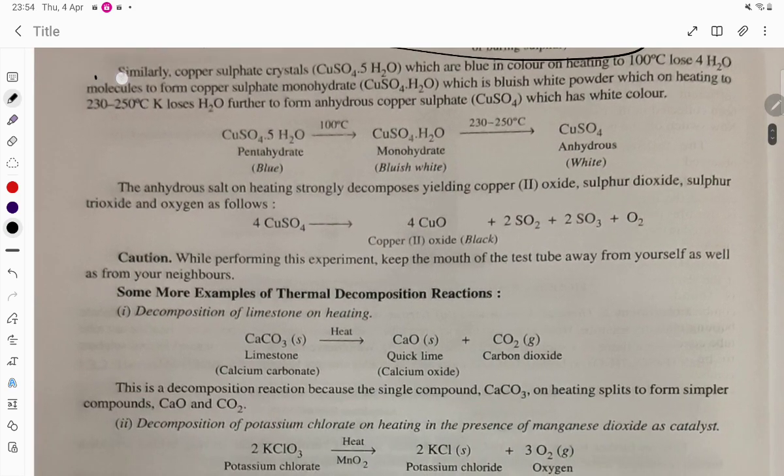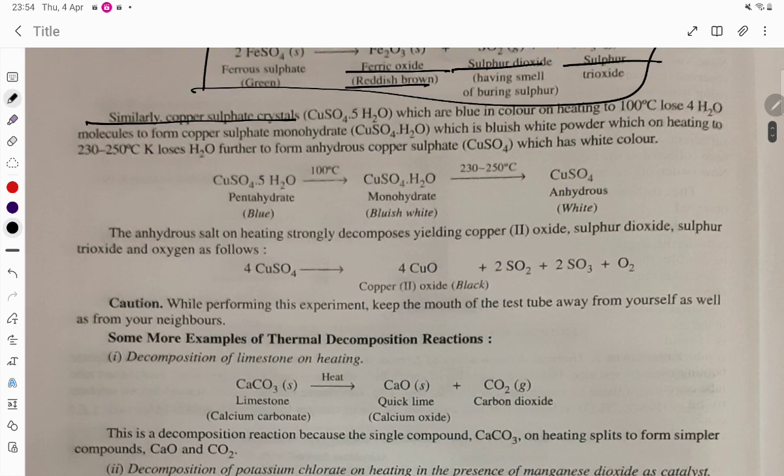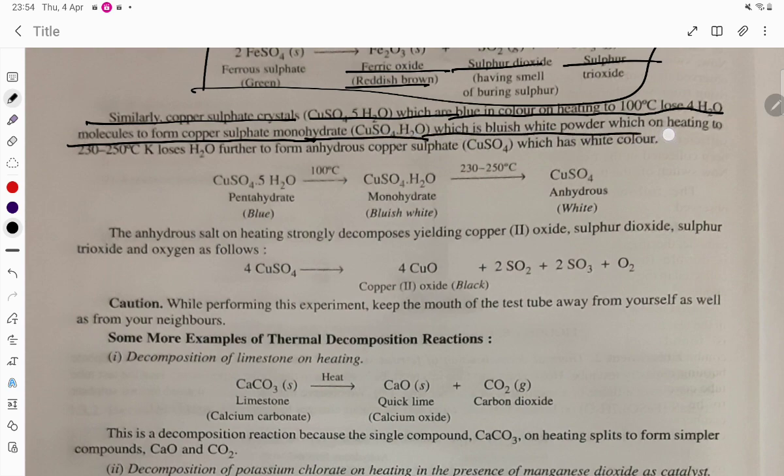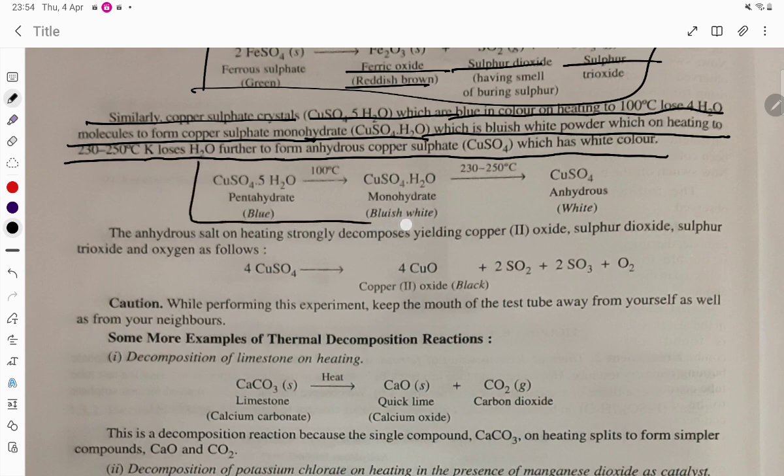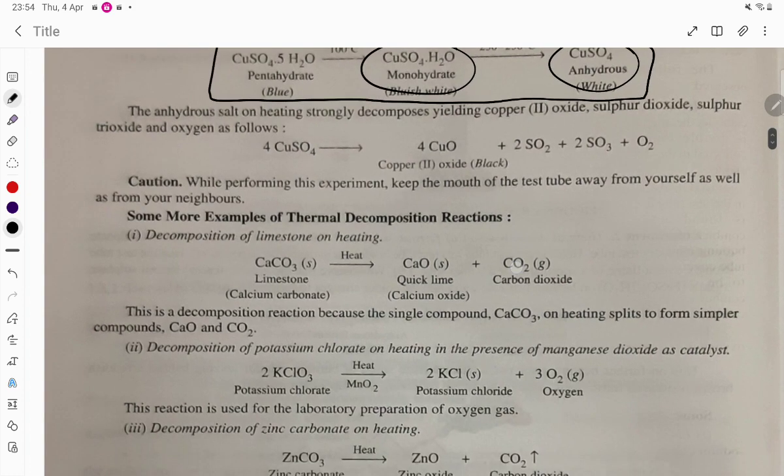Okay, similarly copper sulfate crystal CuSO4.5H2O, which is blue in color, on heating at 100 degrees Celsius loses 4 water molecules to form copper sulfate monohydrate, which is a bluish white powder, which on heating to 230 to 250 Kelvin loses H2O further to form anhydrous copper sulfate, which has white color. So CuSO4.5H2O is going to give CuSO4.H2O, and which again gives CuSO4.